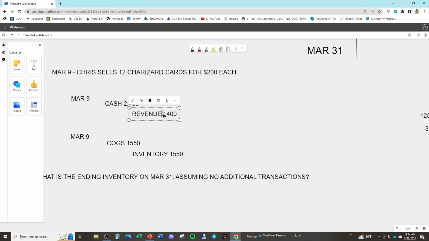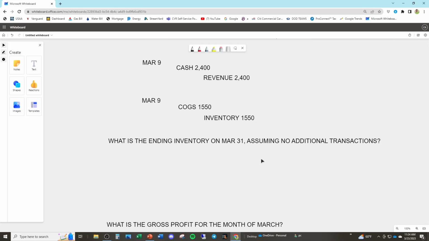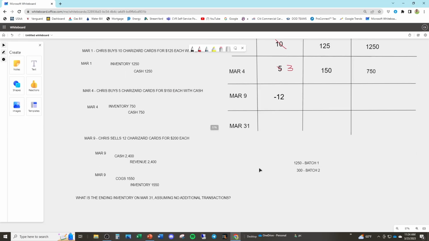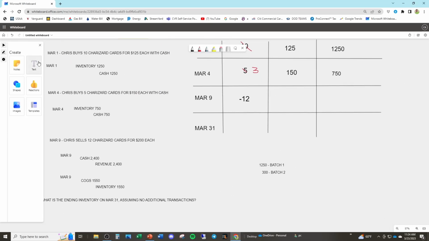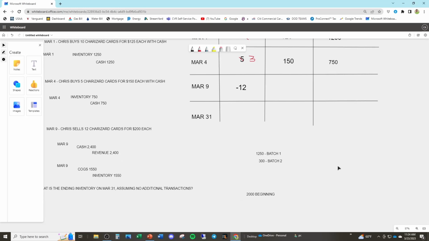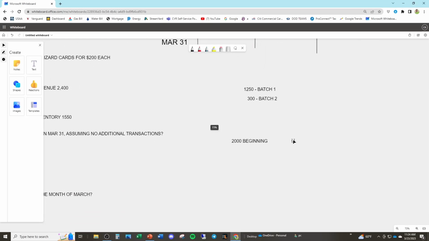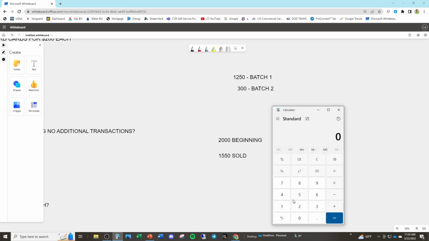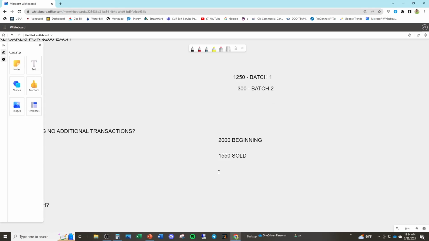Well, there's a couple more questions. The next question is, what is the ending inventory on March 31st, assuming no additional transactions? Well, our total inventory was what? We had 2,000 of inventory. So we had 2,000 at the beginning. And then we sold how much? 1,550 was sold. So what is our ending inventory? Well, we take our trusty dusty calculator and we get $450 in ending inventory.